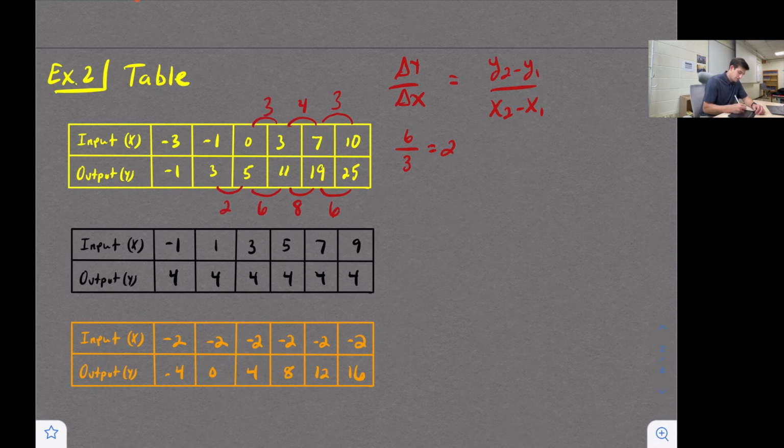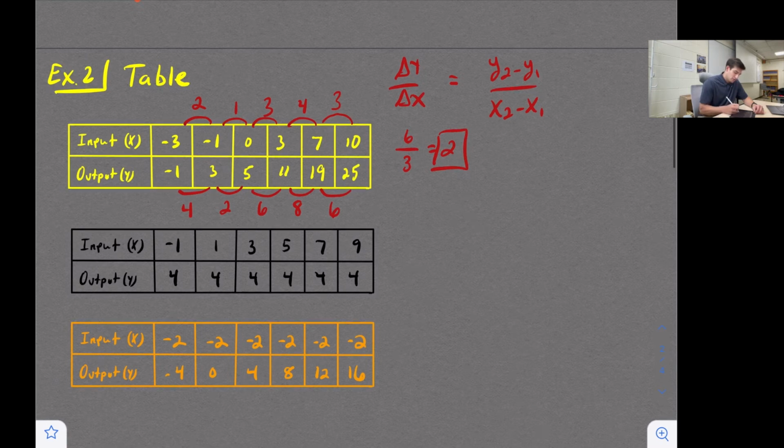5 minus 3 is 2. 0 minus negative 1 would be 0 plus 1, which is positive 1. So we still have a slope of 2. 3 minus negative 1 would be 3 plus 1, which is 4. And negative 1 minus negative 3 would be negative 1 plus 3, which would be positive 2. So we do have a constant rate of change, and that rate of change, or that slope, is 2.